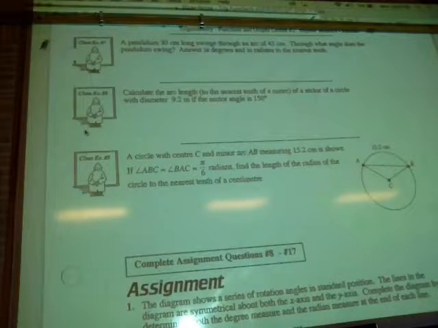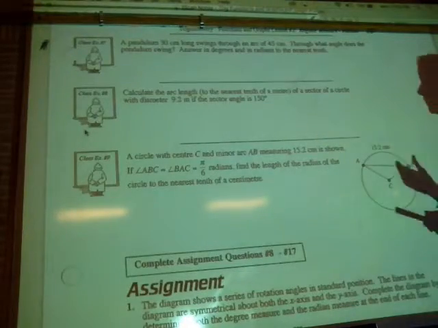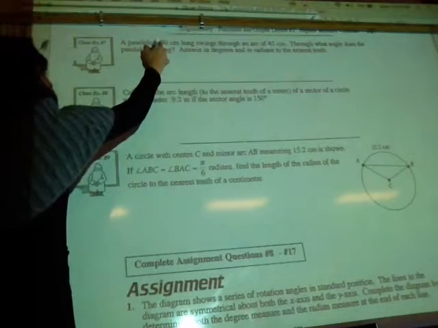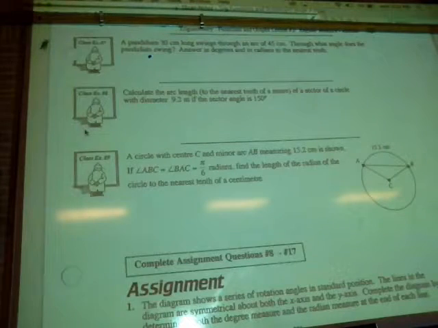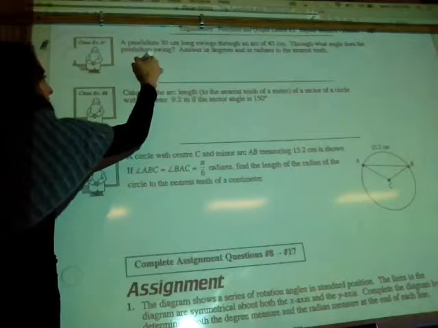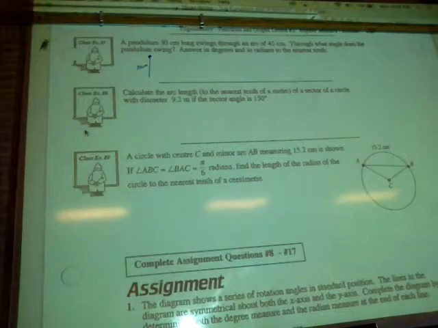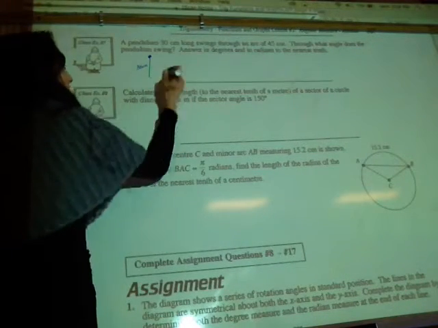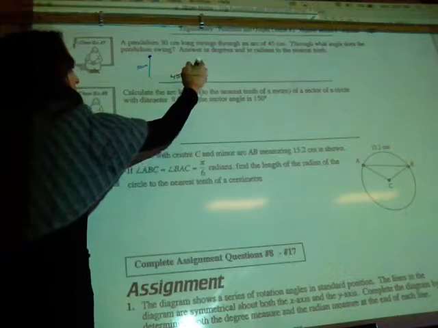So to put this into practice, we have a pendulum that's 30 centimeters long. It swings through an arc of 45 centimeters around the circle, basically. So through what angle does the pendulum swing? We have to answer in degrees and radians. So first of all, let's just draw a picture. Let's say this is our starting point, or what is holding that pendulum. And if the pendulum is 30 centimeters long, and as soon as it's triggered, it starts moving, they're telling us that the arc length is 45 centimeters.